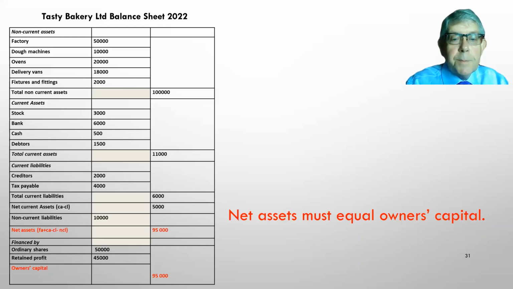Net assets must be equal to owner's capital. So we have net assets, which comprise fixed assets plus current assets minus current liabilities minus non-current liabilities come to 95,000, and that has got to equal the owner's capital right down the bottom, also at 95,000.